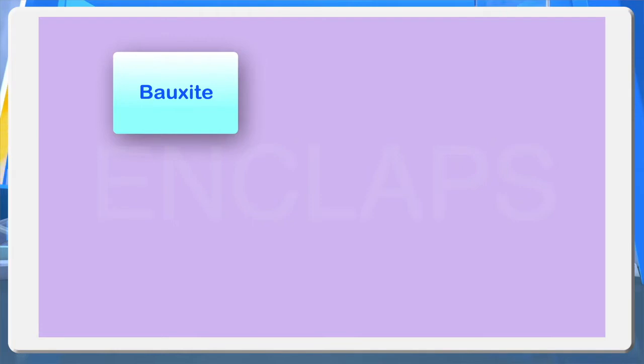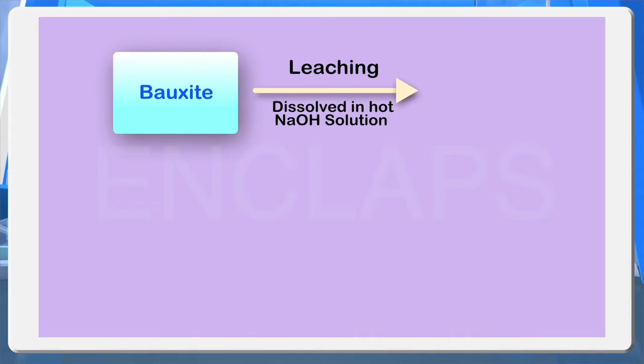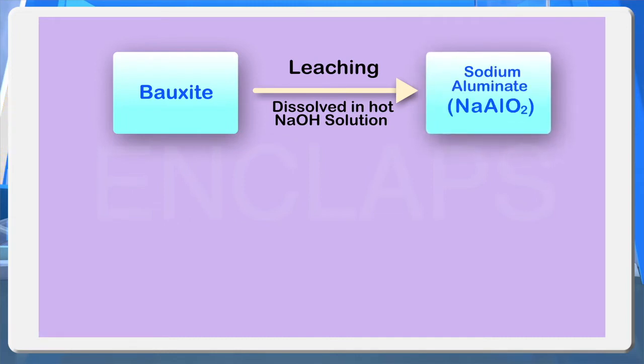Look at the different stages. At the first step, it is concentrated through the leaching process. Then the impure bauxite is added to hot concentrated NaOH solution, where it gets converted to sodium aluminate. Impurities are then filtered off.